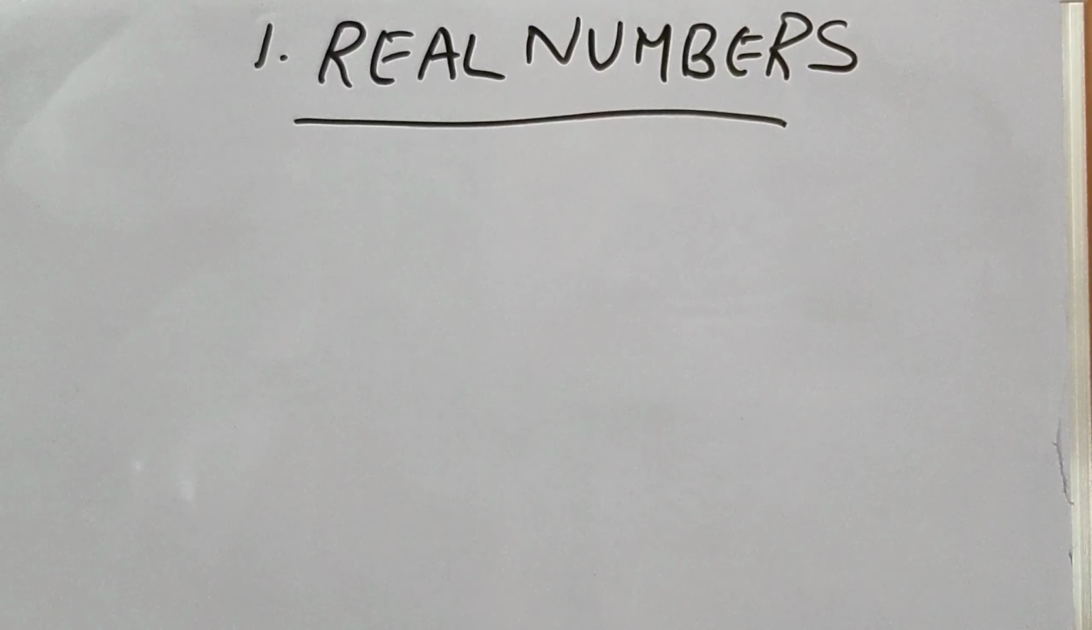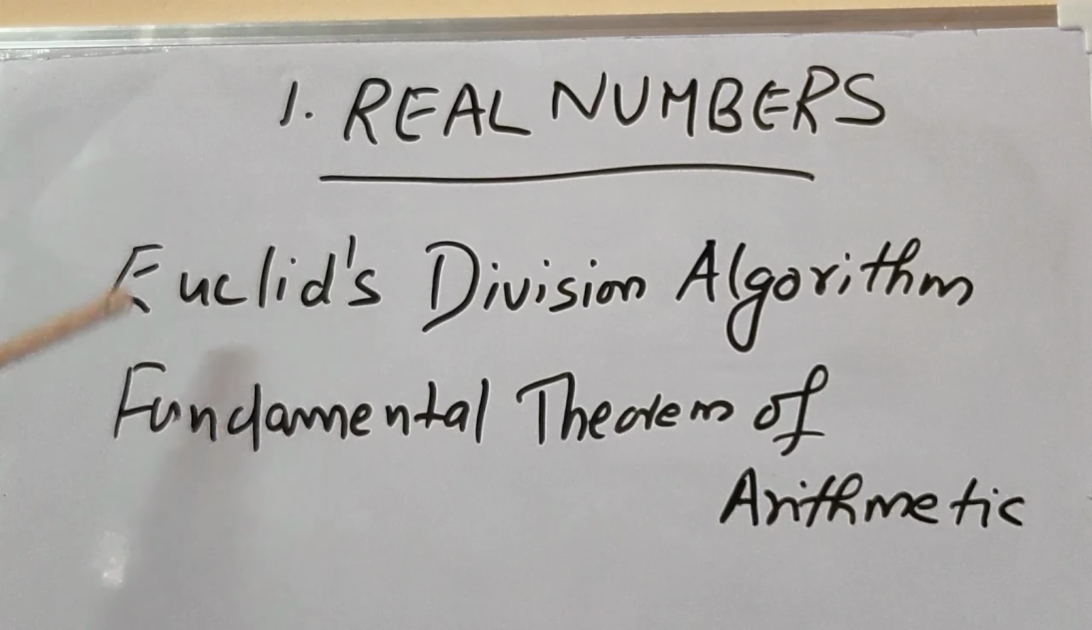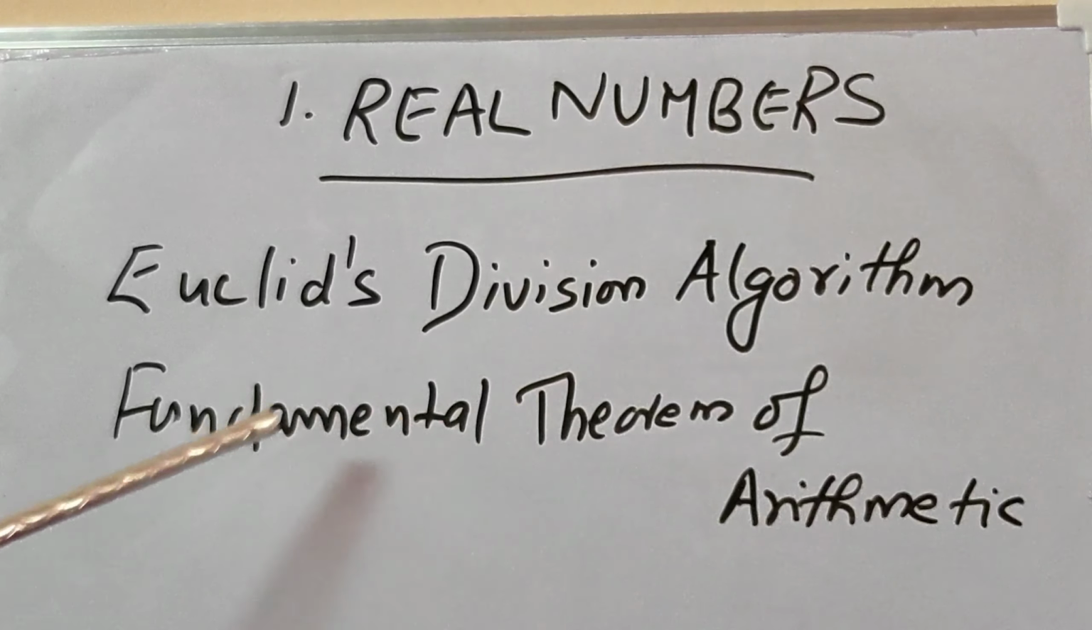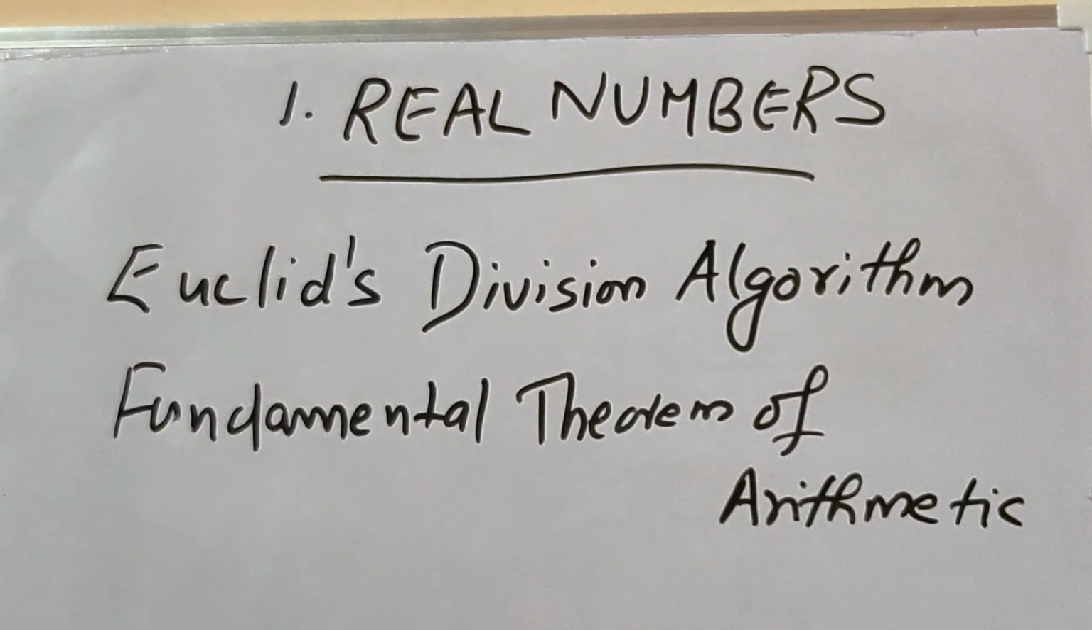In this chapter, we are going to deal with two important properties of positive integers. The first one is Euclid's division algorithm and the second one is the fundamental theorem of arithmetic. These are the two important properties of positive integers that we are going to discuss in this chapter. So first we can discuss Euclid's division algorithm.